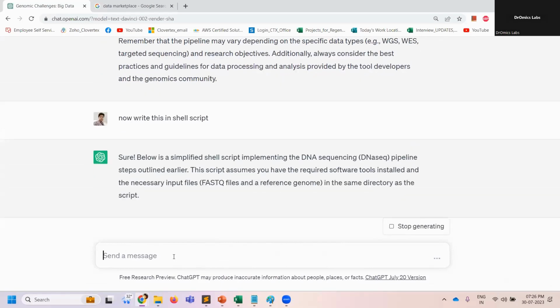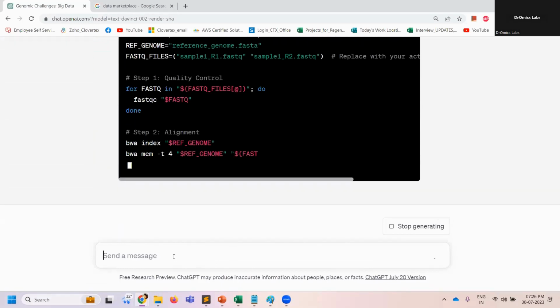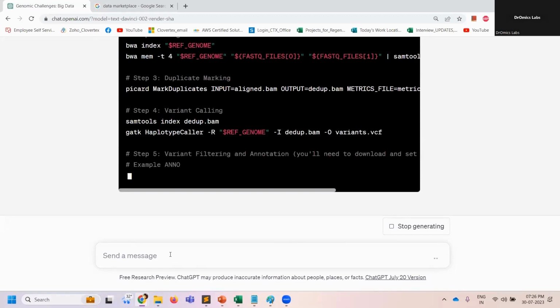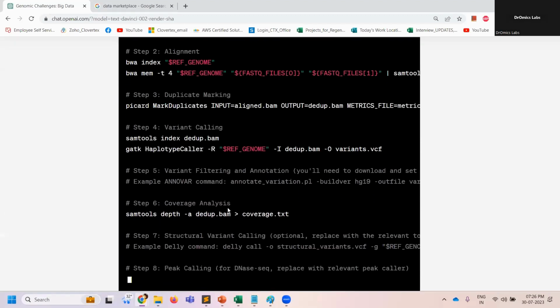Now I'm asking him to write it in a shell script. He started writing in a shell script. See. Okay.